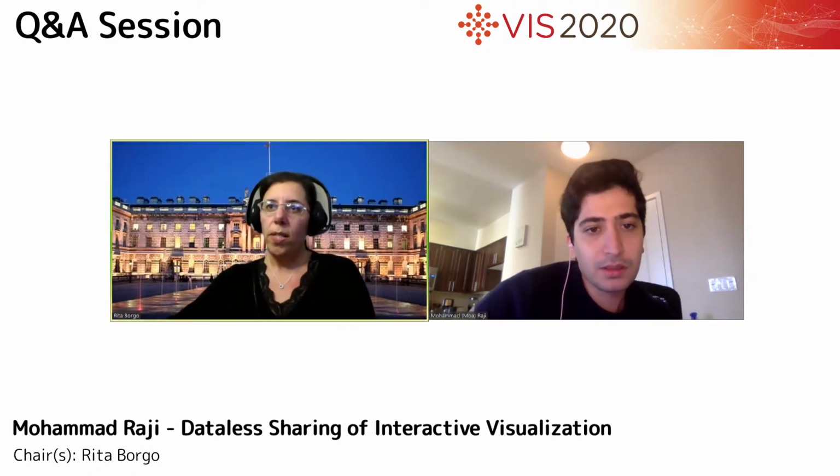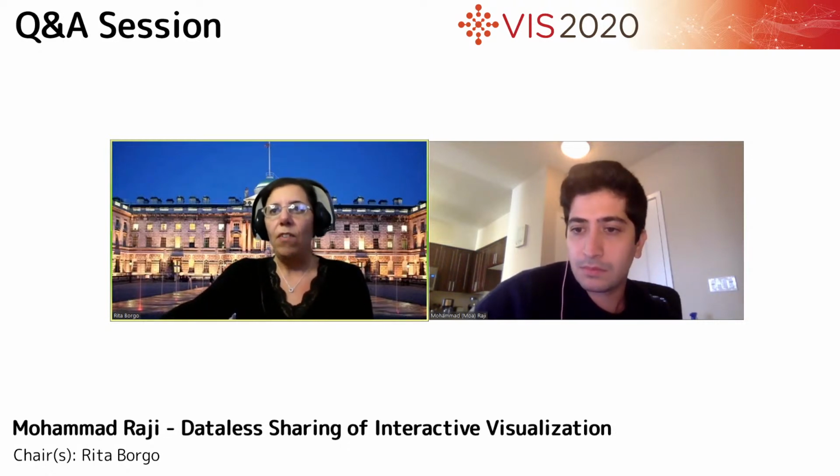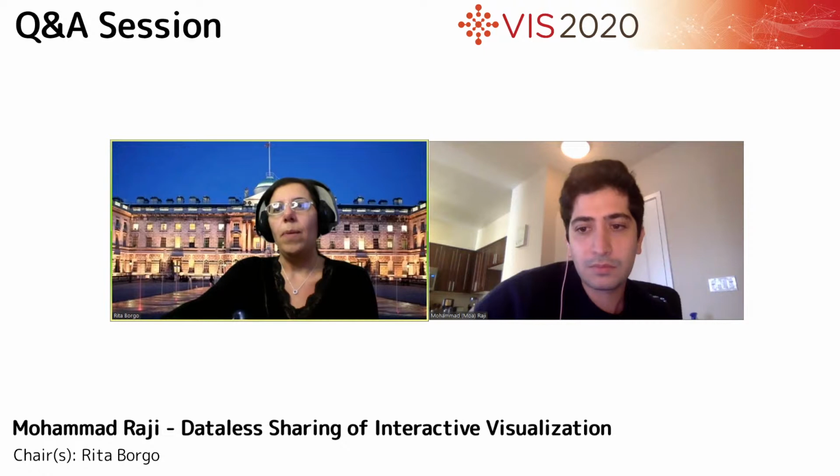And we have another question. So given that the selection of interactable areas seems to be image-based, how could you capture visualizations that are by themselves animated? It's also a good question.